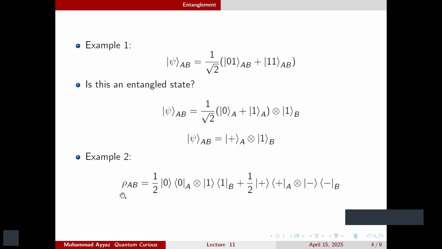The next state is the probabilistic mixture or mixed state, and we could see that it is also a separable state because we could write the state associated with system A and system B with the help of a tensor product, and it is a probabilistic mixture and a separable state.